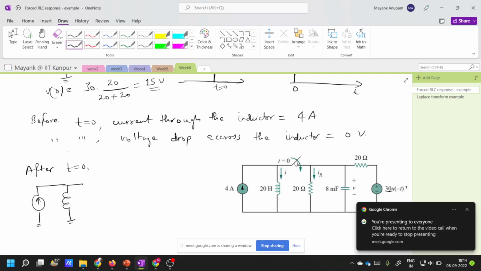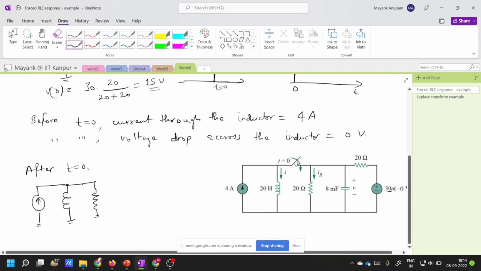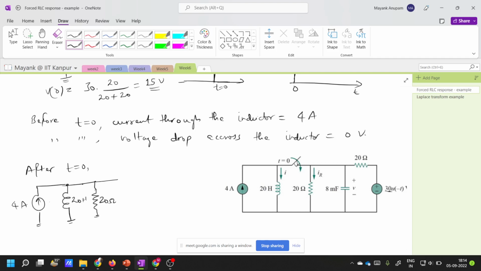Yeah, this is the inductor here. Fine. And this switch is closed, so this will be like this. There is a resistor here which is equal to 20 ohms. This is 20 Henry. This is 4 ampere. There will be a capacitor like this, which is equal to 8 millifarad, and there will be a resistor.